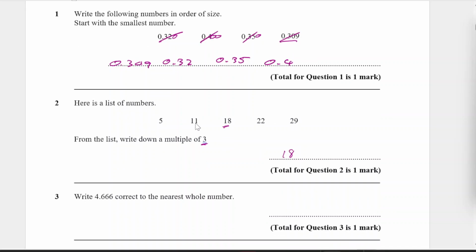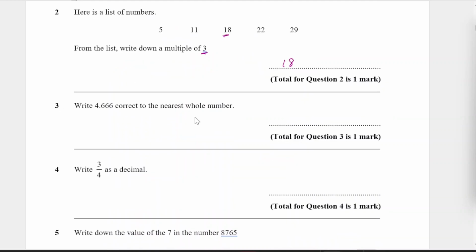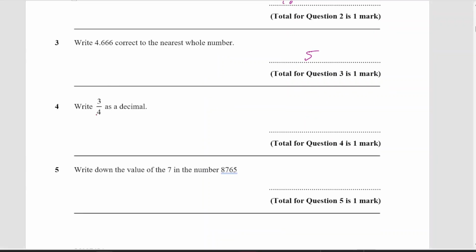Okay, question 3, write 4.666 correct to the nearest whole number. Nearest whole number then, is it closer to 4 or 5? It's close to 5, so 5. Question 4, write 3 over 4 as a decimal. Well, how you view it, it's a quarter, or 0.75. I wouldn't really go into any more detail.